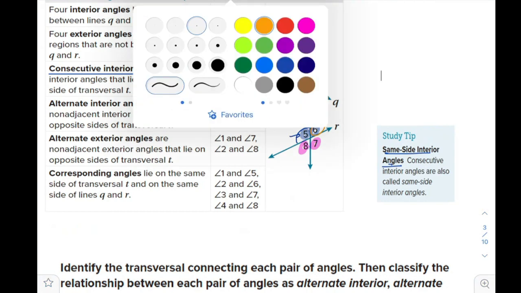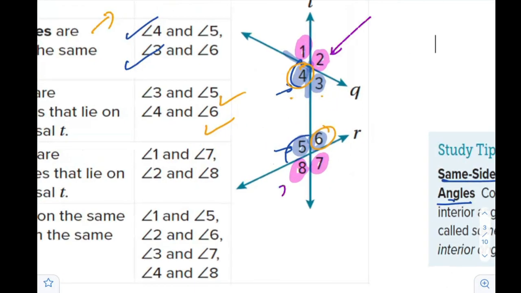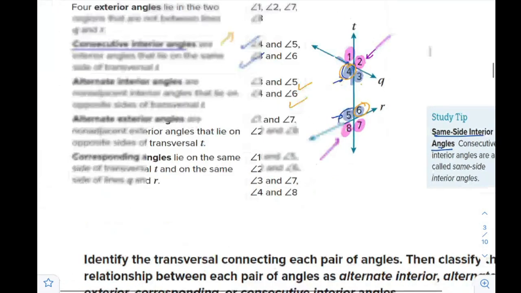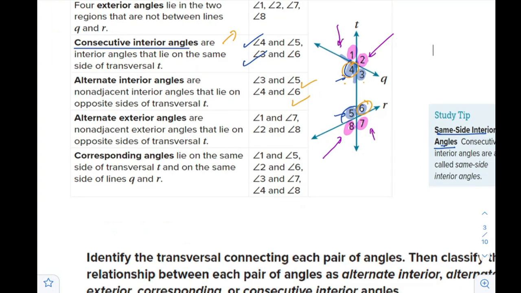The same applies for alternate exterior angles. We have here angle 2 and angle 8, both exterior. Each one of them is on an opposite side of the transversal T, one to the right, one to the left, or we can say one up, one down. So they are called alternate exterior angles. Clear? Also, 1 and 7 are alternate exterior angles.